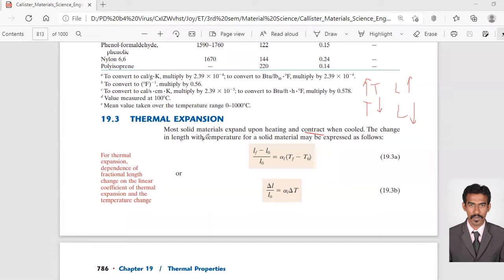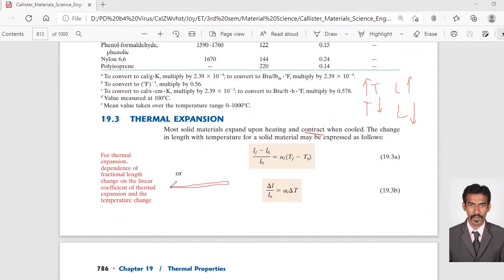The change in length with temperature for solid material may be expressed as follows. This is a formula to calculate the change of the length of a material with the change in the temperature. (LF minus L naught) over L naught equals alpha into (TF minus TO). This LF is the final length, which means you heat it, and after heating it, it reaches some temperature.